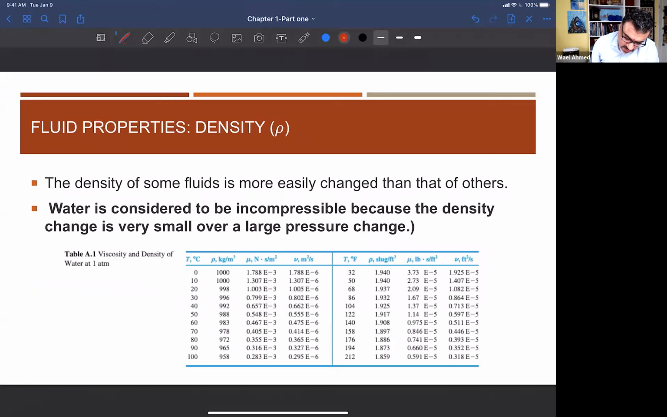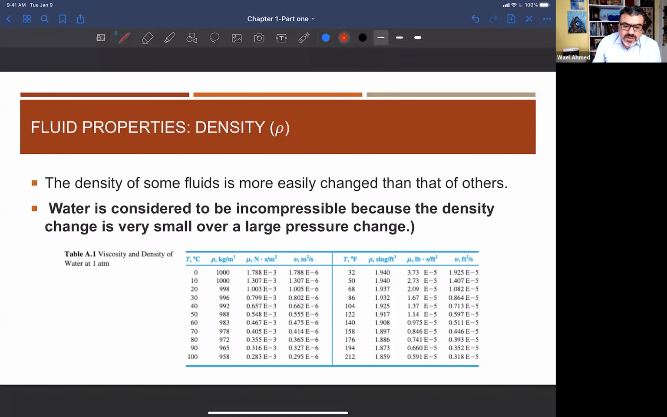Okay, the density of fluids is more easily changed than the others, right? So the density of a solid, for example, is fixed. The density of a fluid changes slightly, depending on whether you are talking about a gas or a liquid. Let's say, for example, you can see this table here, and this is a table for water at 1 atmosphere.